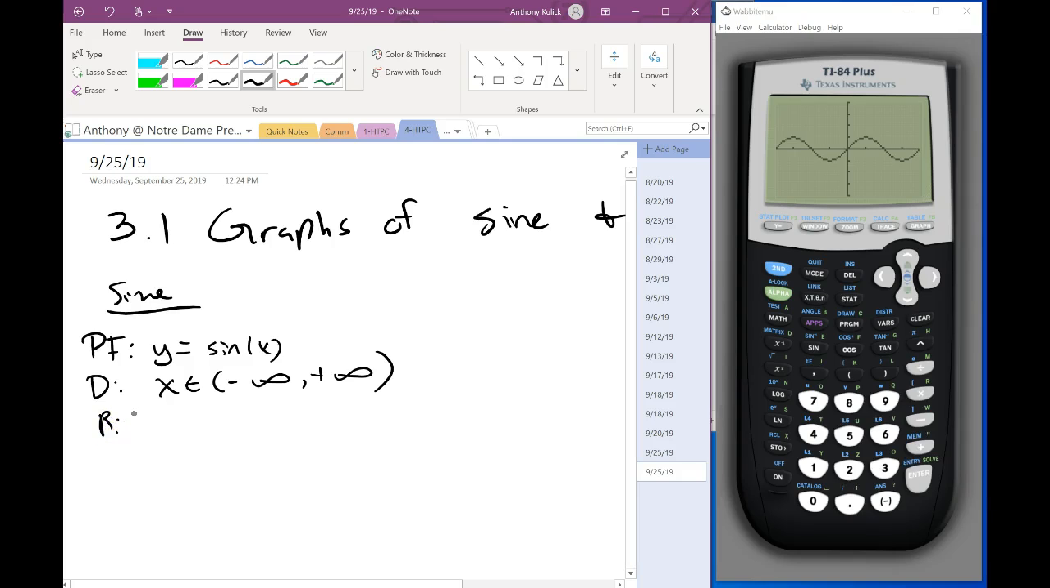If I look at the graph, though, definitely the range is not all real numbers. It looks like there's a minimum and maximum y value involved here. So it turns out the minimum y value is -1 and the maximum y value is +1. So the sine is stuck there in between -1 and +1.